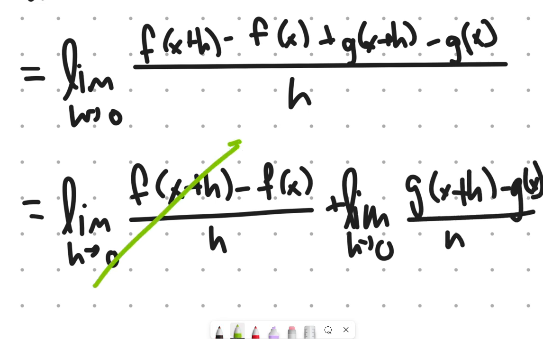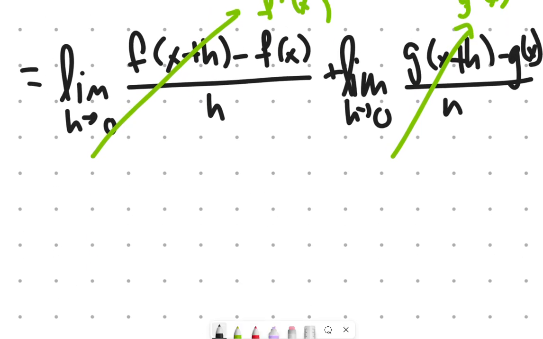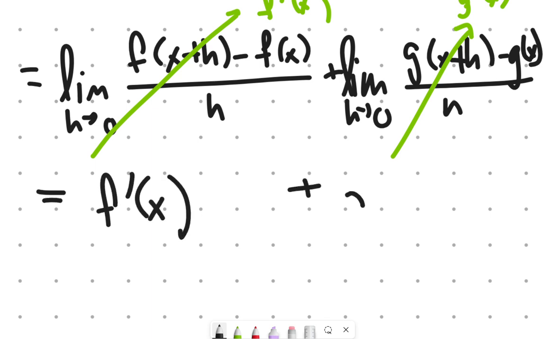Now we can see this is the definition of f prime of x, and this is the definition of g prime of x, which is stating that we have the sum of two derivatives. So this is just going to be f prime of x, and this is just going to be g prime of x. And so we have proven the formula.